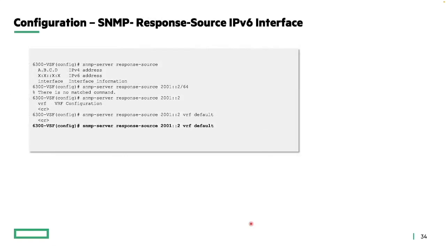SNMP response source IPv6 interface, you can just see as you see on the screen. We do an SNMP server, response source, and question mark. Today we are seeing three options. Before 10.13, IPv6 was not there, it's just IPv4 and interface information. Now you can use IPv6 address, right? You cannot put /64 here, it says no matched command. You just have to put the entry without this /64 and VRF default, and that is it. Now for all the response source would be through this IP.